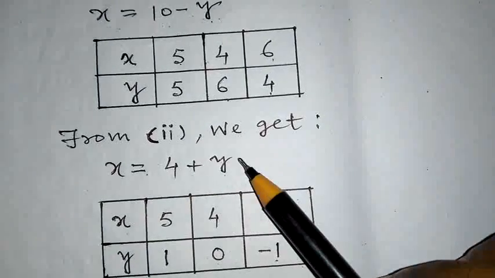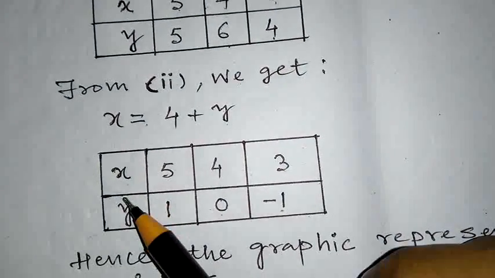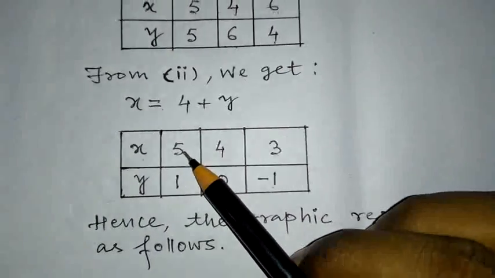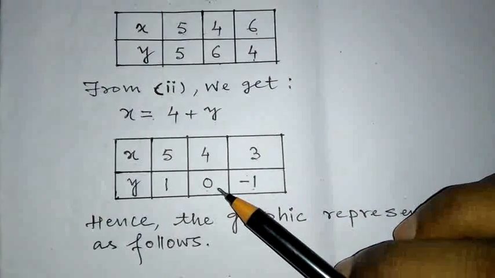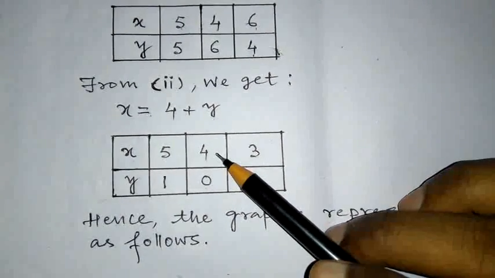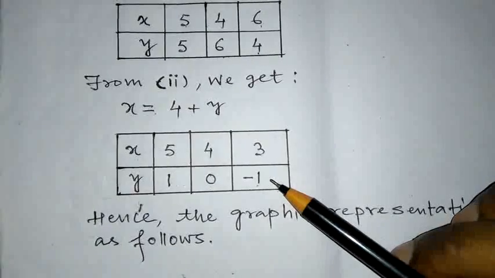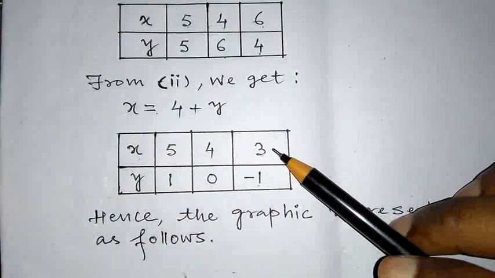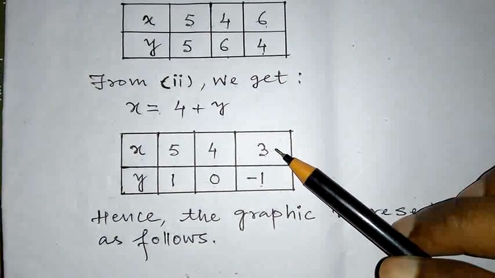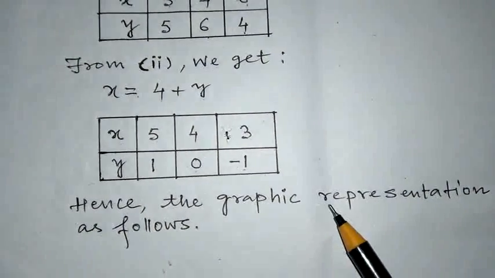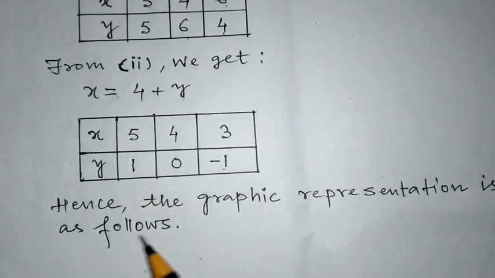Now from equation 2 we get x equal to 4 plus y. Now the solution table for x equal to 4 plus y: if you take the value of y equal to 1, then you will get x equal to 5. If you take y equal to 0, then x equal to 4. If you take y equal to minus 1, then x equal to 3. Hence, the graphic representation is as follows.